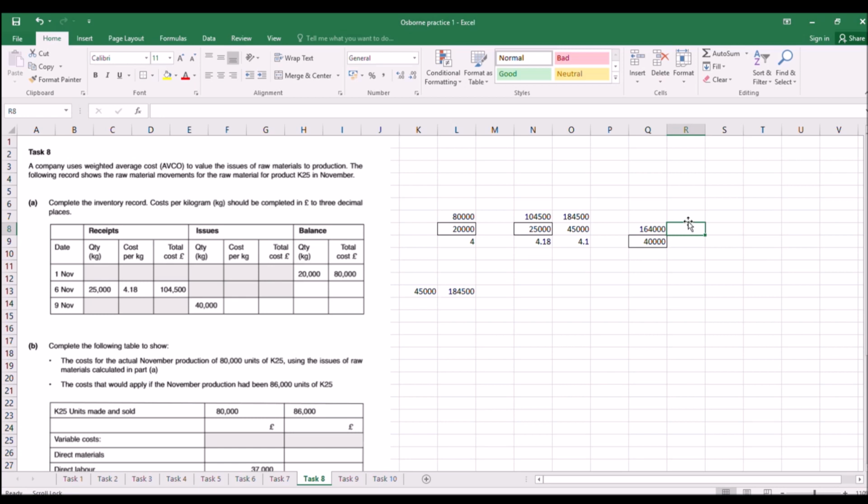So then let's move this up so it's nice. We're going to take that minus that. So the balance left is going to be 20,500 in terms of value for 5,000 items.